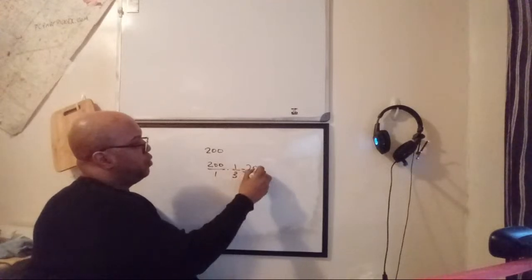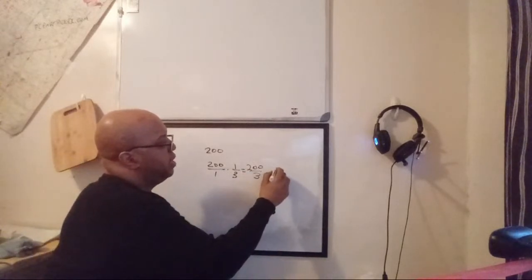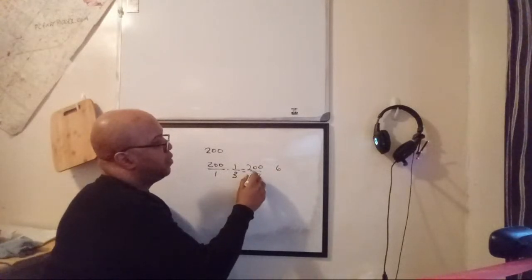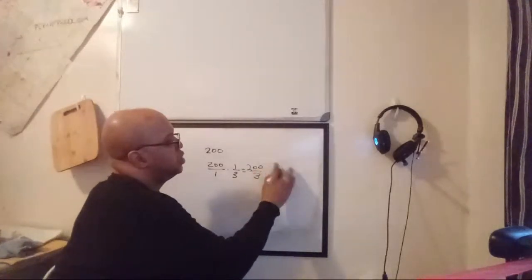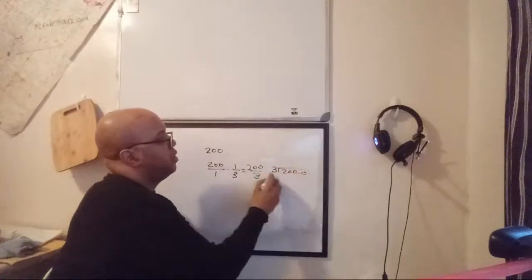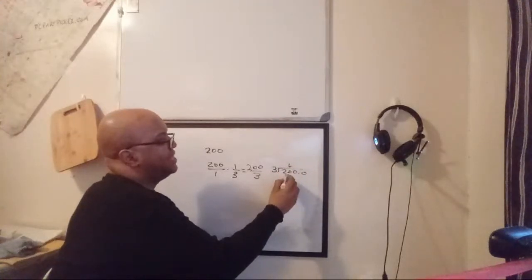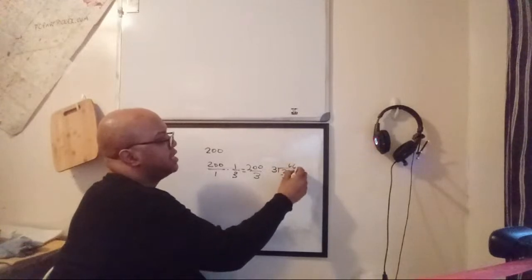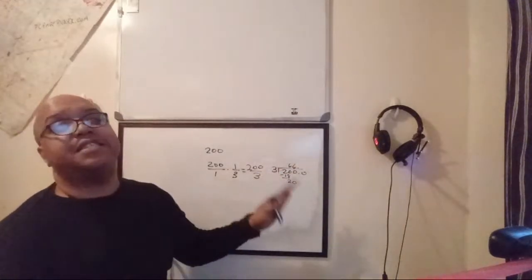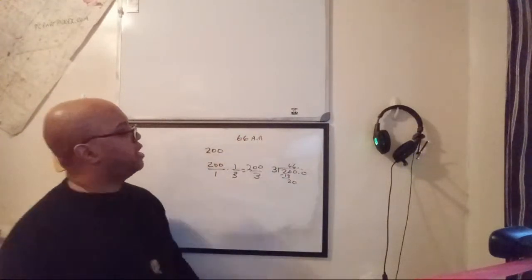200 times 1 is 200, and 1 times 3 is 3. If we divide 200 by 3, we get 66. 3 goes into 20 six times, 6 times 3 is 18. We subtract, we get another 20, and that takes us to the decimal. So I'm just going to say 66 of these, and I'll put AA for African American.